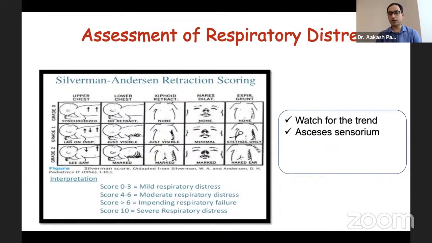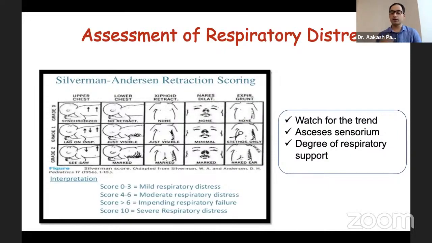One of the important things to assess respiratory distress in a newborn, which is missing in this chart, is sensorium. An obtunded baby, or a baby who has altered sensorium, is a sign of impending respiratory failure. No matter what the score is, it's always a baby who may fail non-invasive ventilation and will go on to require mechanical ventilation, because for non-invasive ventilation, the first and foremost condition is that the baby should have good spontaneous respiratory efforts. The other thing is, the score again should not be done in isolation. We should always consider the underlying respiratory support.